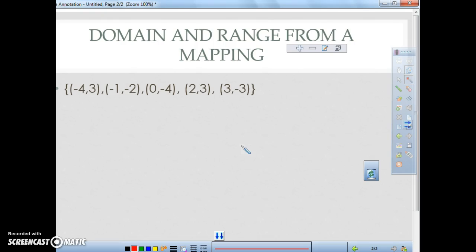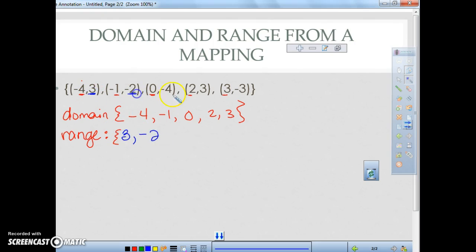So it's a function. If I were to ask you what the domain and the range is, the domain are all the first numbers, all the x's. So this is the domain. You would just list it: -4, -1, 0, 2, and 3. And the range would be the second numbers. So 3, -2, -4, 3. So they might ask you that a little bit of a different way, but it's still the same concept.